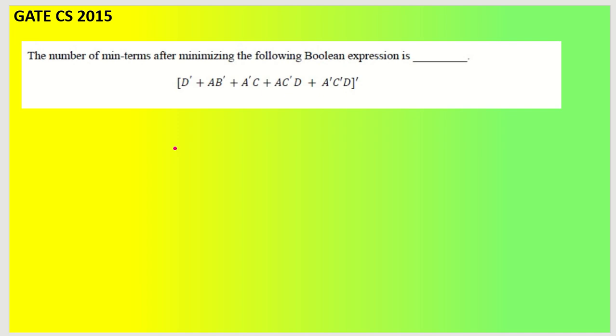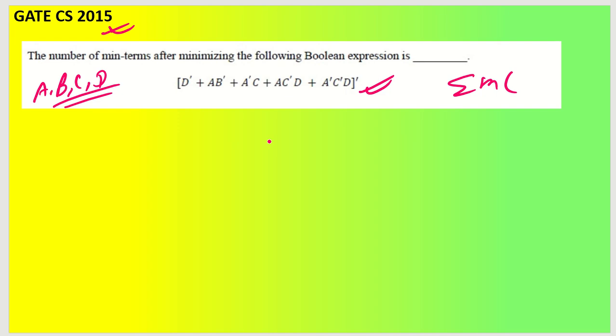Let us take another question. The question was asked in CS 2015. We have to find the number of minterms after minimizing the Boolean expression. So we have to identify how many minterms will be there in this particular expression, the sum of minterms. You can see the function is a function of A, B, C and D, so four variables are there. If you want, you can try writing it out separately, as we had taught you. Otherwise, we can simply try to simplify this. So let us do that.